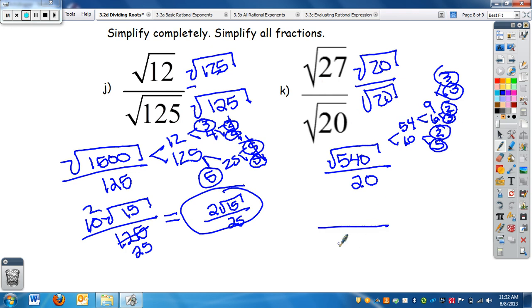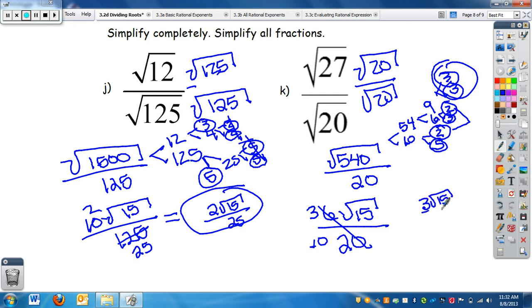Alright, so in my denominator I still have 20. What do I have for pairs? I have one set of 3s and one set of 2s, so that's 6. Square root. I have a 3 and a 5 left, it's 15. 6 and 20 simplify, they both are divisible by 2. 3 tenths. So I have 3 square root of 15 over 10.